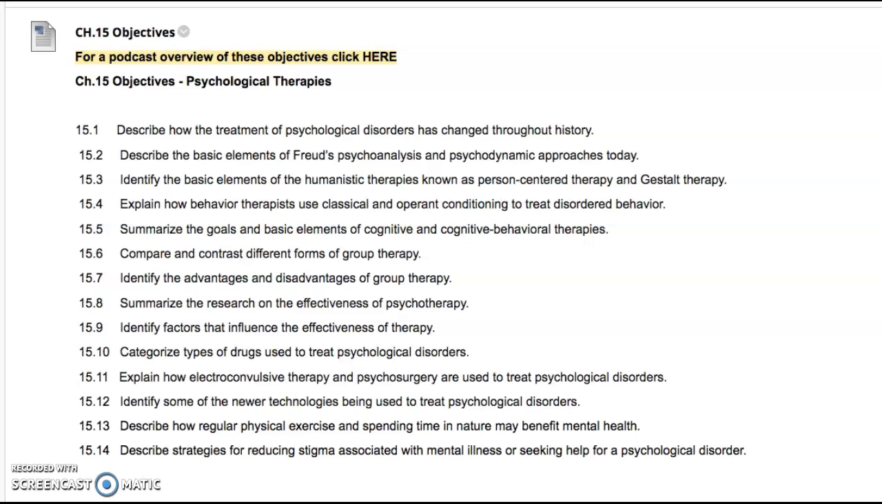Then we'll be looking at categorizing the different types of drugs used to treat psychological disorders. So this is the biomedical approach, often combined with therapy. But there are specific drug classes that are used to treat particular psychological disorders, and you'll want to be familiar with those. You'll also want to be familiar with how electroconvulsive therapy and psychosurgery can also be used to treat psychological disorders, and when are they used.